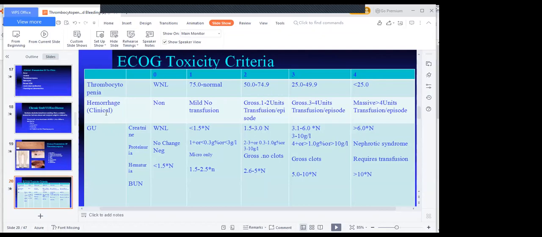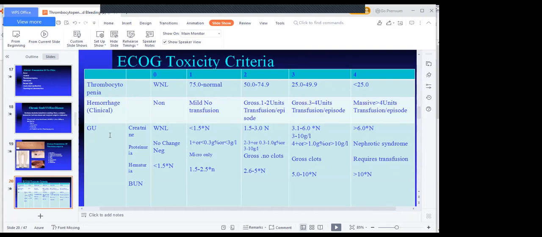And hemorrhage, in clinical terms: grade 0 is none, and grade 1 is mild, no transfusion. Grade 2 is gross, where 1 to 2 units of transfusion may be needed. Grade 3 is gross, where 3 to 4 units of transfusion episodes may be needed, and massive, where more than 4 units of platelet transfusion are needed.